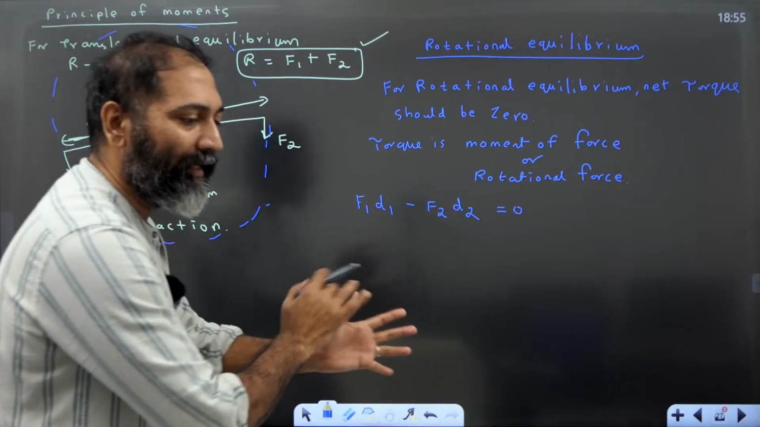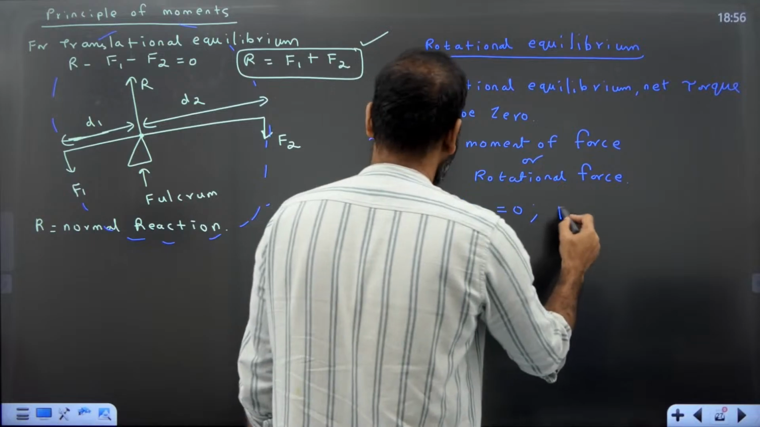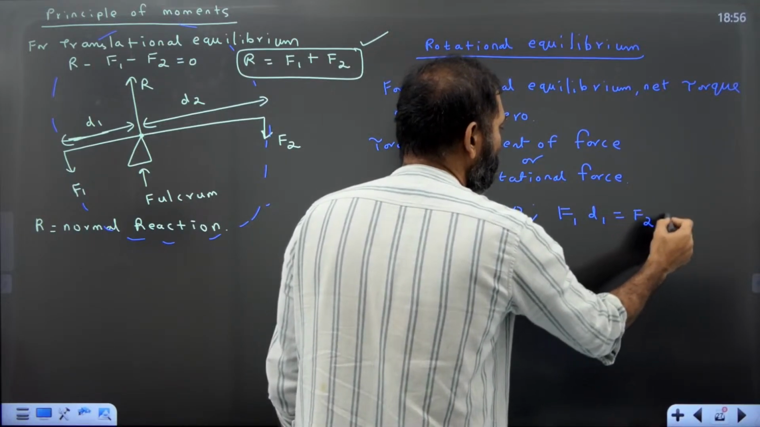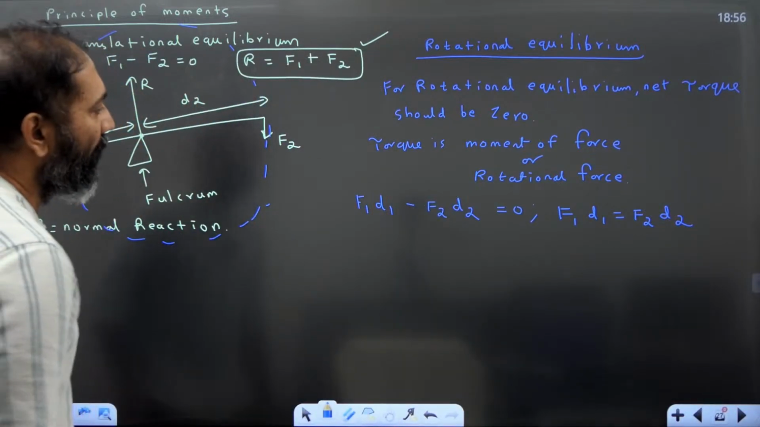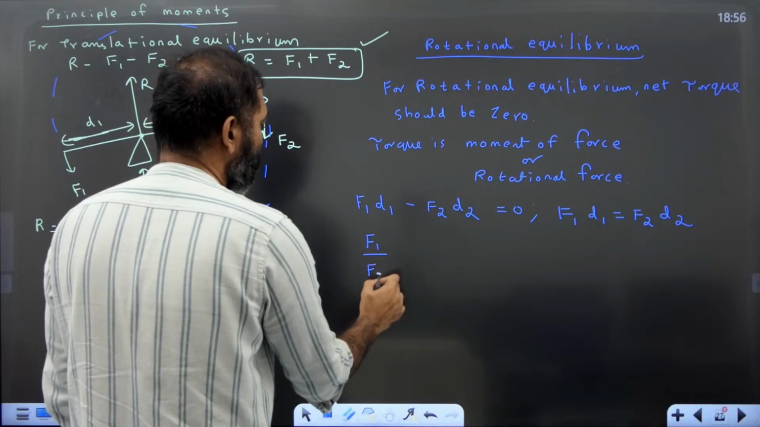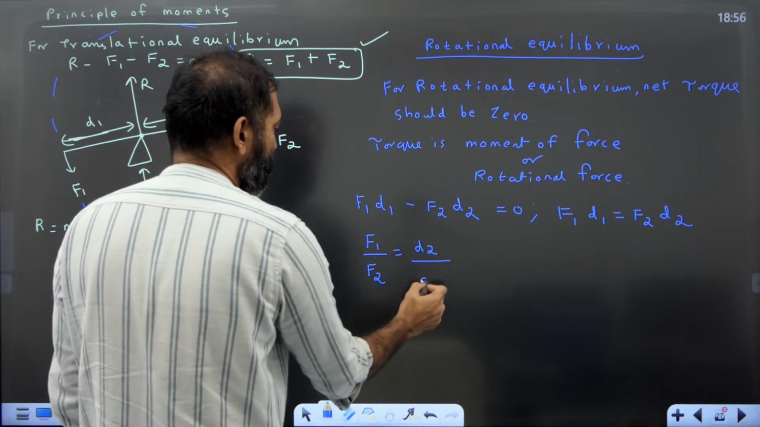Even if you take it the opposite way, you will still get the same equation. That means F1 D1 is equal to F2 D2. That is, F1 by F2 is equal to D2 by D1.